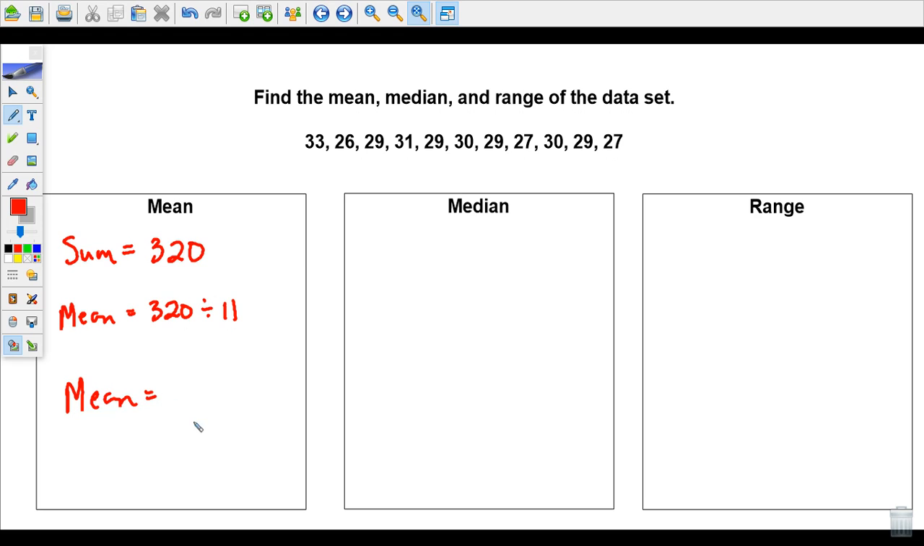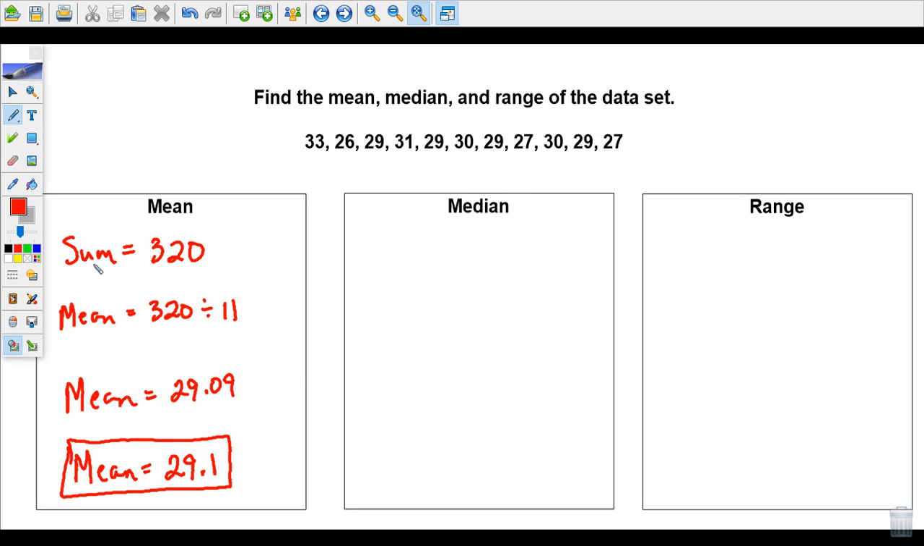And when I divide that, 320 divided by 11, I get 29.09, and it keeps going. We're going to round to the tenths spot. So where the 0 is, I look to the right of it. This 9 tells me to round up. So it would be 29.1, which tells me on average, the average number in this data set is 29.1.